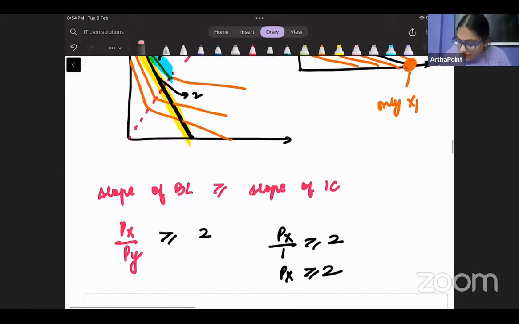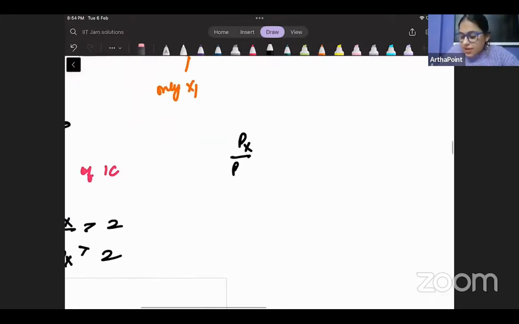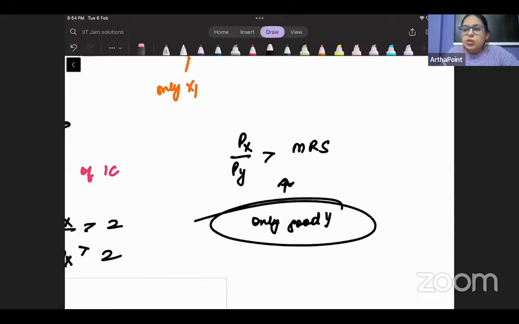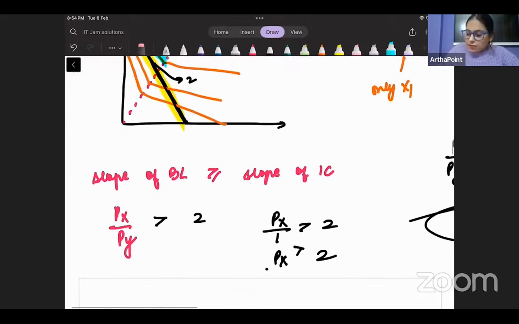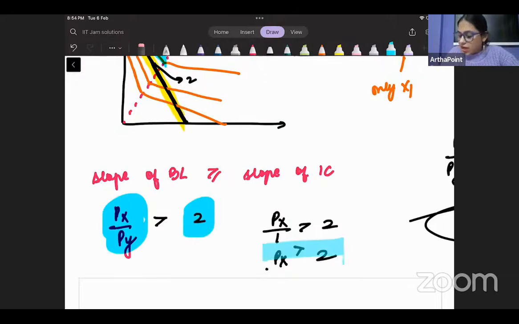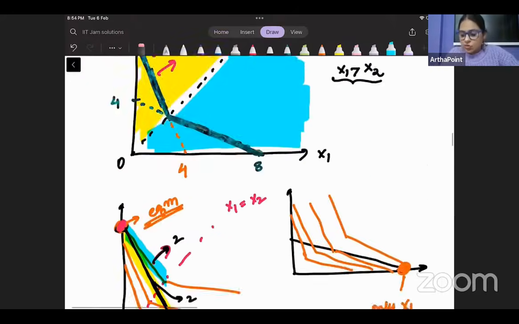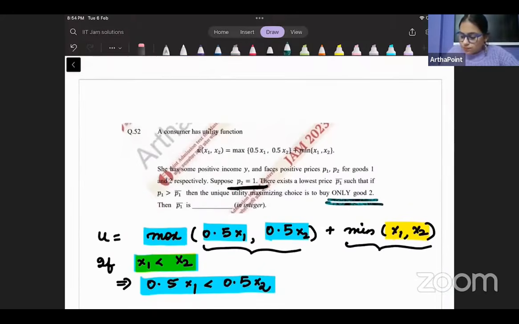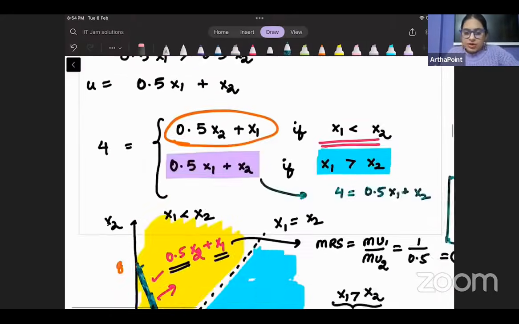But when it is strictly greater than 2, then you will be only consuming good y. There is another way to see. It is a very easy method. When px by py is greater than MRS, according to substitute goods, which good do you consume? You consume only good y. This is exactly what I am doing here. If my px by py is greater than the slope of the indifference curve, I will consume only good y. So the answer to this question should be 2. Clear? Okay, beta. Come to the next question.